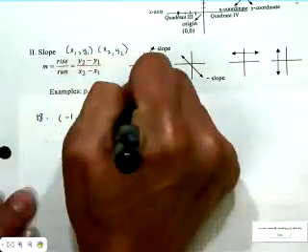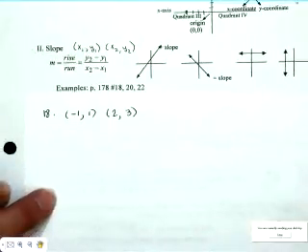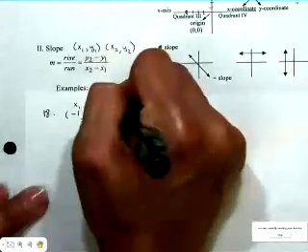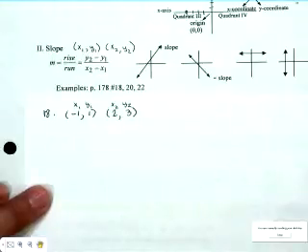Those are our 2 ordered pairs, -1, 1, and 2, 3. If you need to, you can label those coordinates x1 and y1, x2 and y2, and then just substitute them into the slope formula.